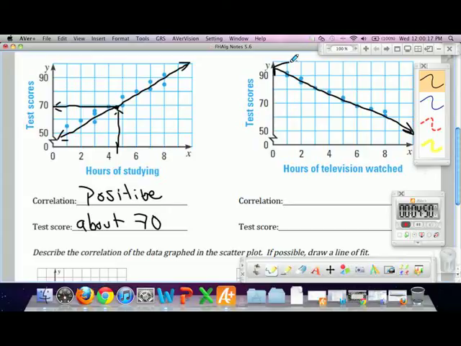Negative. Okay, and what would be a reasonable test score for watching 4.5 hours of television rather than studying? Gibby? So maybe about 73.